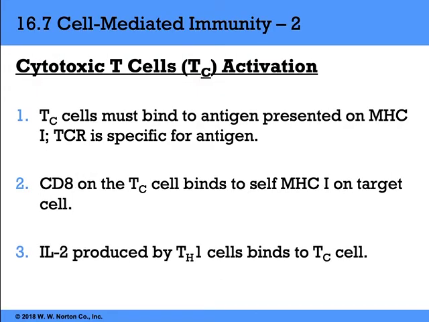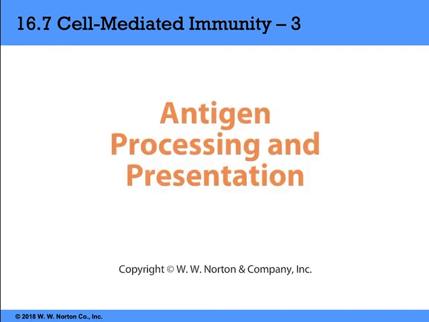So with cytotoxic Ts, right, the cytotoxic T binds to the MHC1 antigen complex, okay? The T cell receptor is specific for that antigen, so that's our first start in the activating cascade. CD8 on the cytotoxic T binds self-MHC1 on the target, okay? And IL-2 produced by helper T binds to the cytotoxic T, okay? But that's only going to happen if that helper T has already been activated, okay, by encountering its antigen, okay? And then that second round of activation results in an effector cell going out and doing the work. So let's look at antigen processing and presentation.